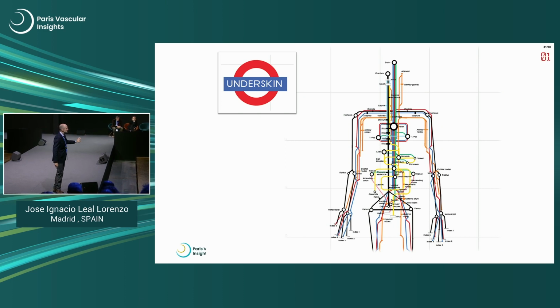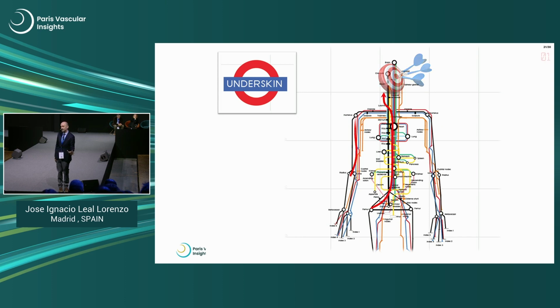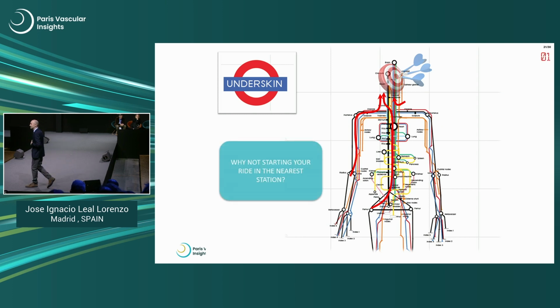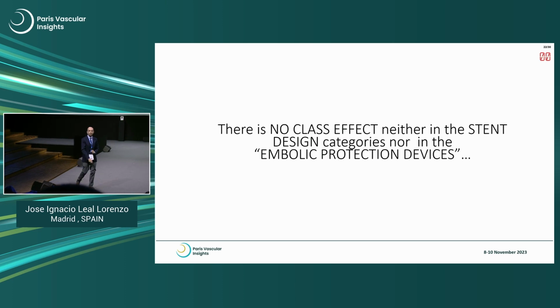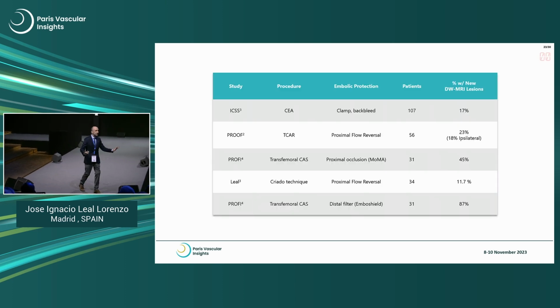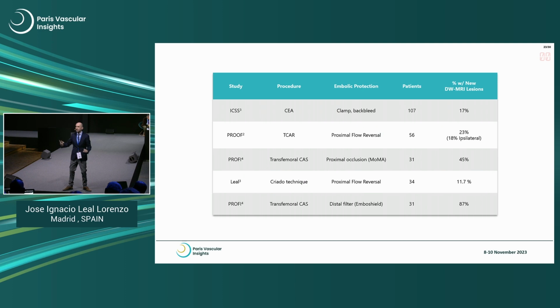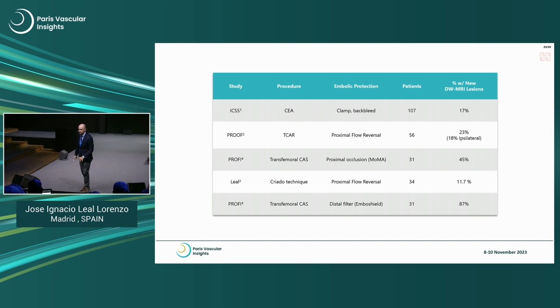Whenever I talk about this, I bring this slide. I'm sorry, it's becoming a classic. If you want to treat this, you have many different journeys to take. My personal answer is, why not start the journey in the nearest station? There is no class effect in the stent design categories, and there is no class effect either in the embolic protection devices.